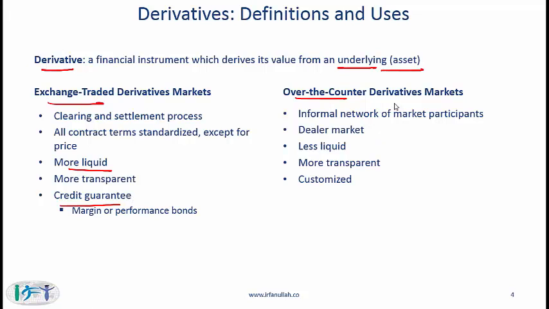With over-the-counter markets, we have an informal network of market participants. The dealers basically create the market. So this is the dealer market, less liquid, less transparent relative to exchange traded, and these tend to be customized contracts.